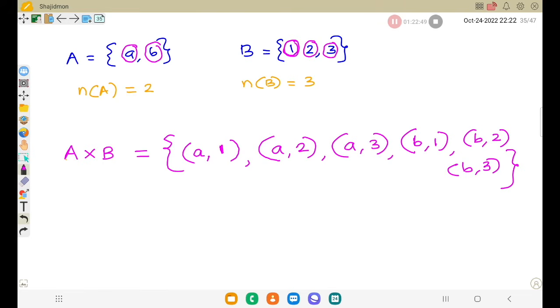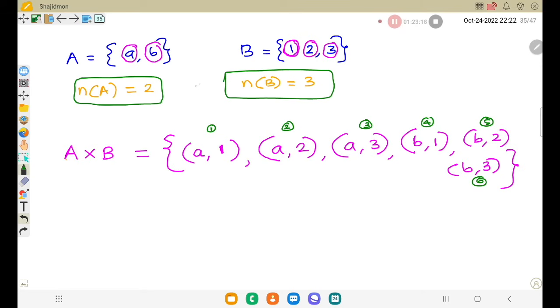This is what we call A cross B, or the Cartesian product or cross product of two sets. How many elements are there in A cross B? You can see how many elements are coming. This is one element, correct? This is 2, this is 3, this is 4, this is 5, and this is 6. So how are we finding it? Number of elements of A is 2. Number of elements of B is 3. If you multiply these two, you will get the number of elements of A cross B.